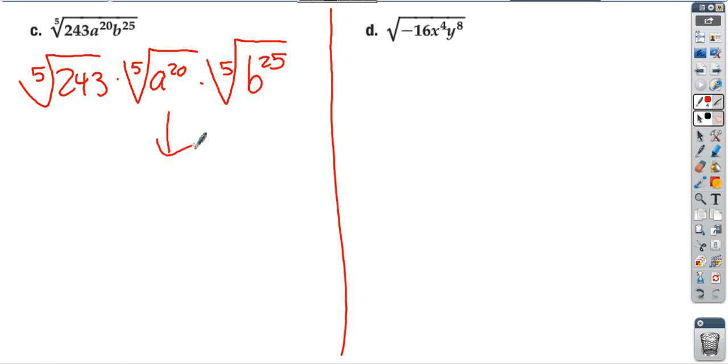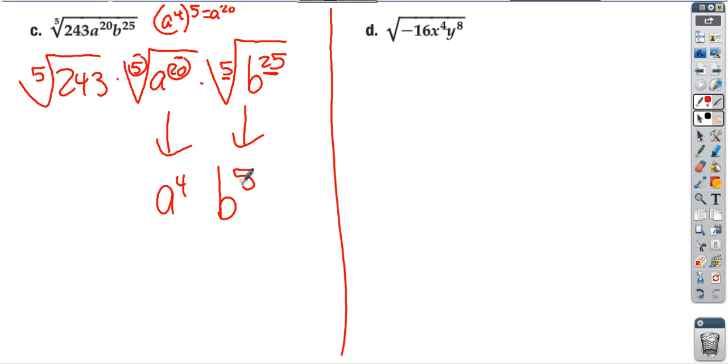So the fifth root of a to the 20th, I just need to divide 20 by 5, and that would be a to the 4th. Just to confirm that, if you took a to the 4th and raised it to the 5th power, you would get a to the 20. So that's how you can check. The fifth root of b to the 25th, well, 25 divided by 5 would be 5, so there's our b value.